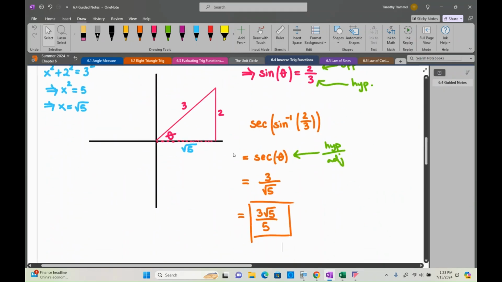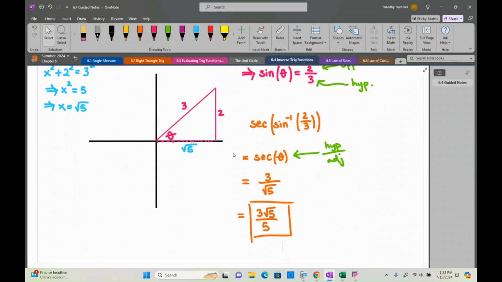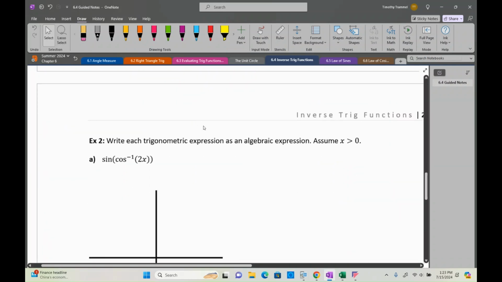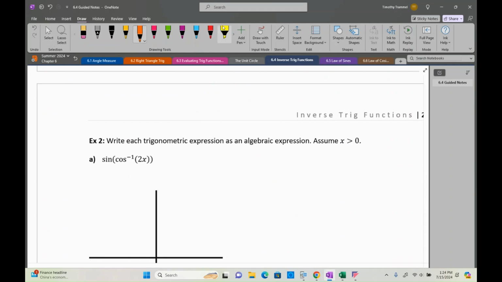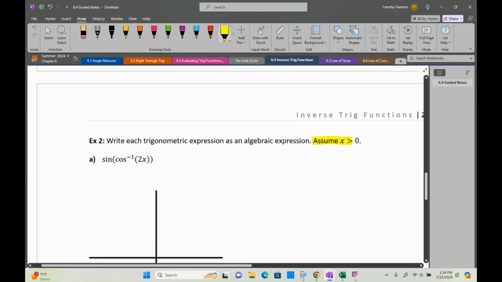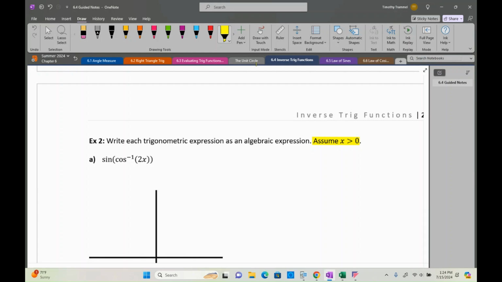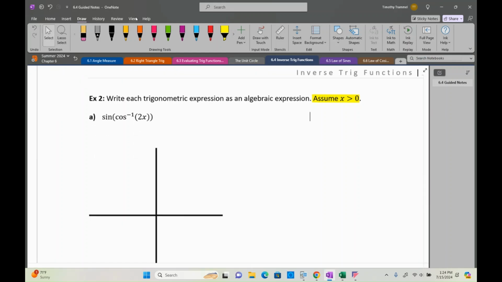Okay, and I mentioned that we're going to try out a total of 4 of these, so we'll have 2 more to go. But these next two, they have x's in them now. And all the ones that we're going to do, they're going to say assume that x is some positive number. Okay? And that is going to be an important factor here. And let's see why it's important.